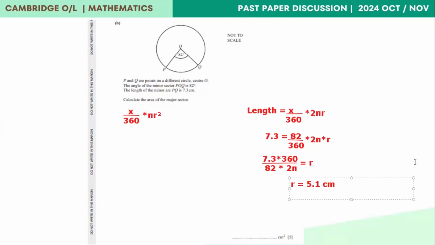So they are asking the area of the major sector. So area of major sector is going to be x over 360 into pi r squared. Yes, the major sector will have a different angle. So we should consider this angle. To find that angle, total angles in a circle is 360. So 360 minus 82 is going to be equal to 278. Now we can use our formula.